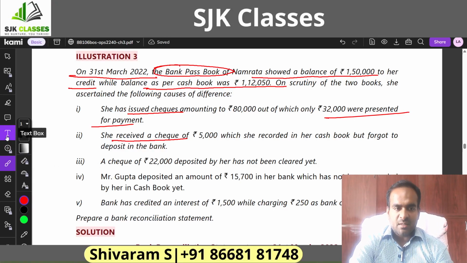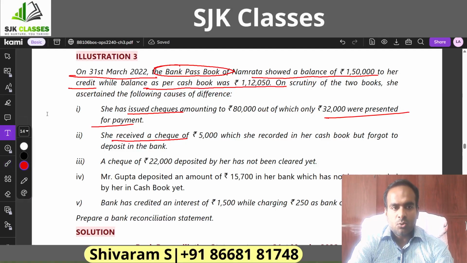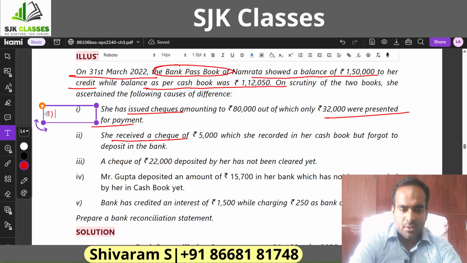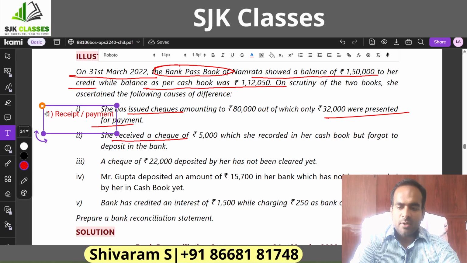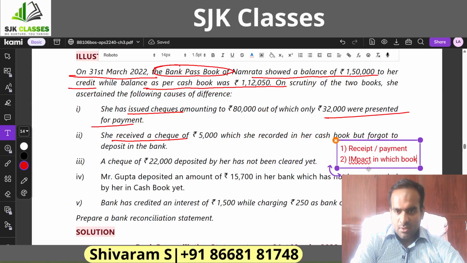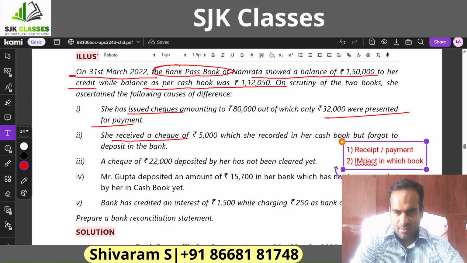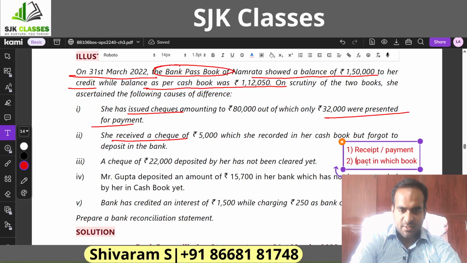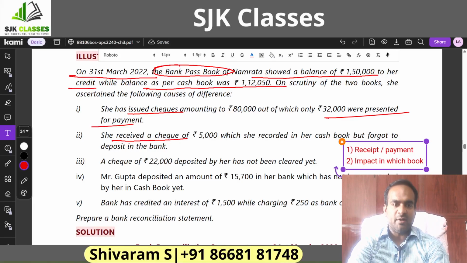Again, I'll give a summary for this. Let's check two points. What are the two points? The first point is receipt or payment; identify this. Point number two is the impact in which book. So first identify these two points while preparing BRS: whether it's a receipt or payment, and in which book the impact is there. These two points you have to identify always.